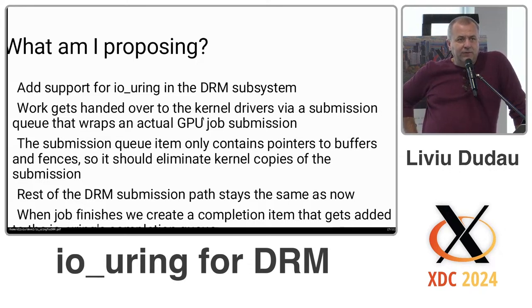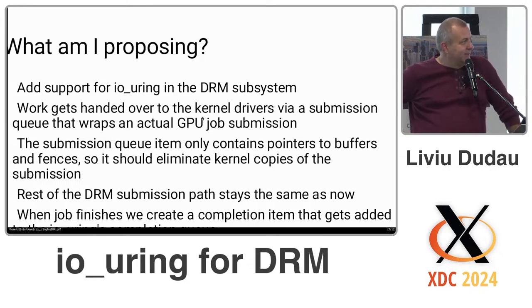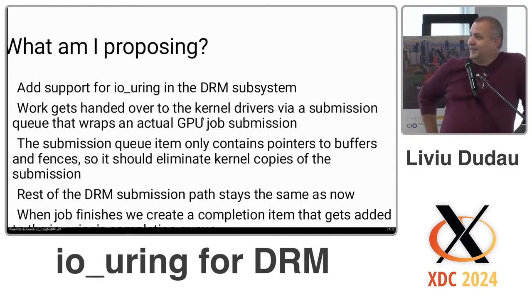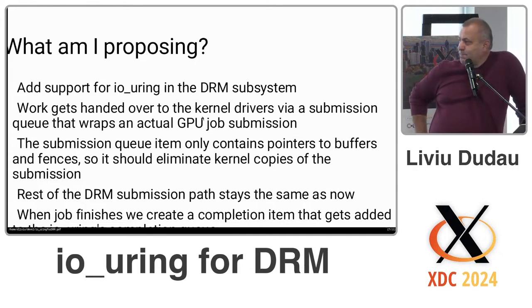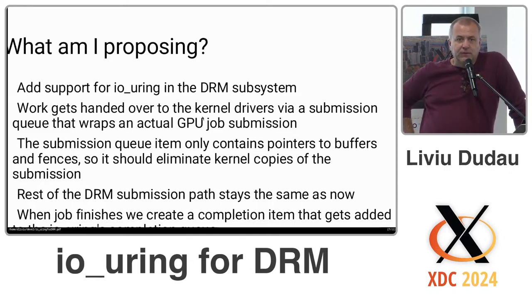Compared to other talks, I don't have a demo. I haven't even started to write any of the code because I want to know if people think I'm crazy and I should stop right now, or they might think it's a good idea. So the result is we still have the same submission path on the kernel side. It's just we decouple the user space from having to wait and pay context switch costs.